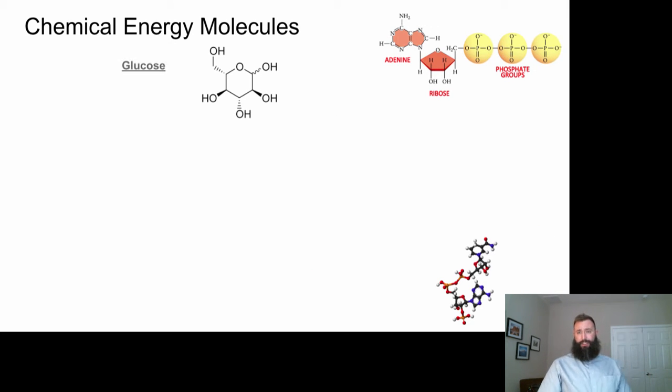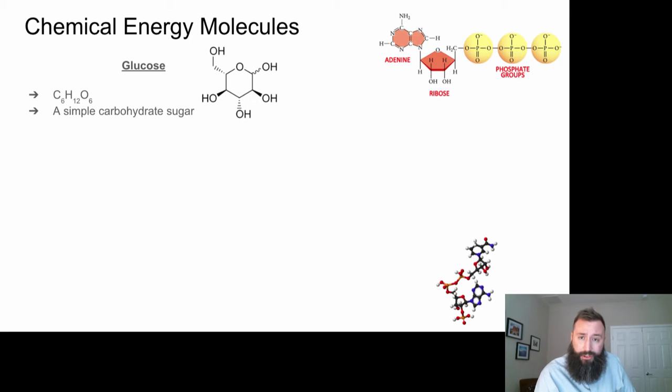We'll talk about these chemical energy molecules now. So let's discuss glucose. It has a chemical formula of C6H12O6. It's a sugar. It's a simple carbohydrate, and it is a way that plants can store chemical energy. We actually store glucose within our bodies as something called glycogen. It's stored within our livers, and it's usable to us when we start to break down that glycogen.